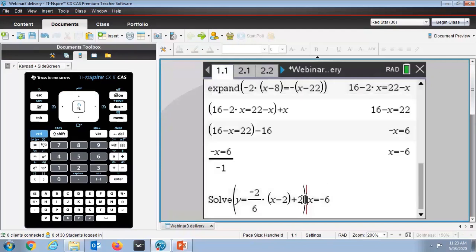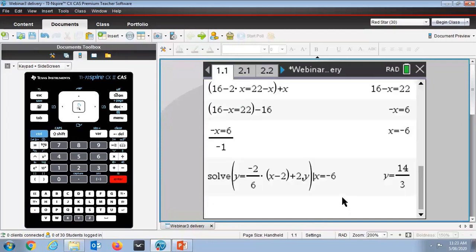And when I press Enter again, what it's asking for, too few arguments. I want to solve this equation for y. So what I need to slip in here is a comma y. I want to solve it for y. Remember, the comma is down here. Okay, now when I press Enter, I've got my exact value, 14/3.